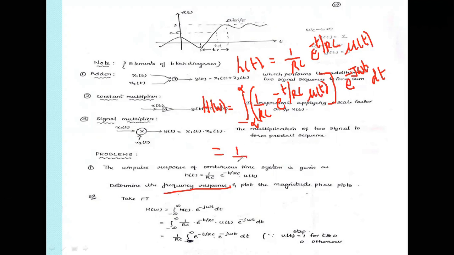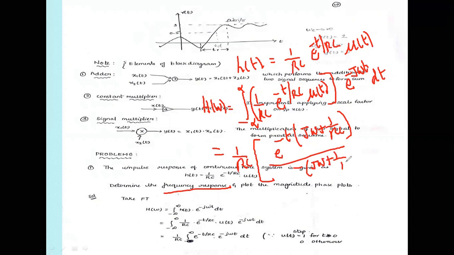1 by RC is a constant, and change the limits, since mu of t is 0 for negative t, from 0 to infinity, and apply the integral. e power minus t as a common factor, j omega plus 1 by RC, whole divided by minus j omega plus 1 by RC. The upper limit is infinity and the lower limit is 0. When we substitute the upper limit, e power minus infinity is 0; when we substitute the lower limit, e power 0 is 1, and minus into minus becomes a plus.